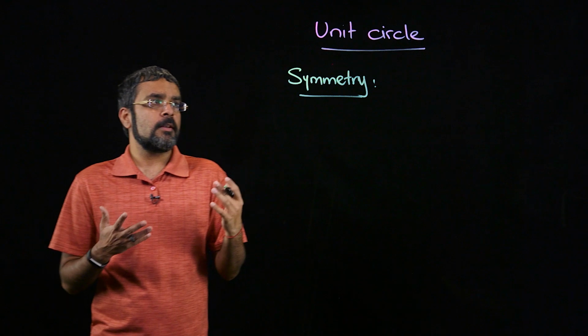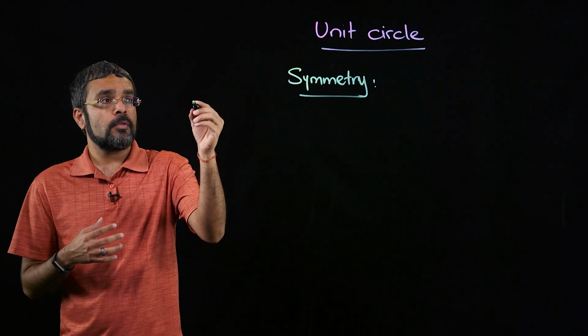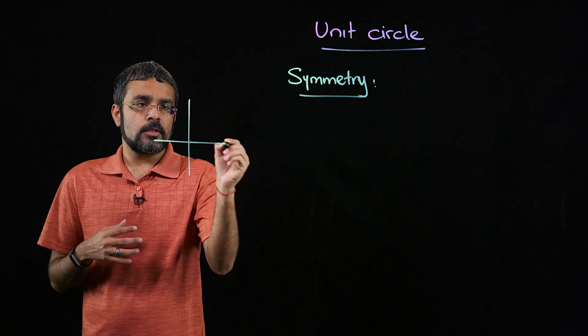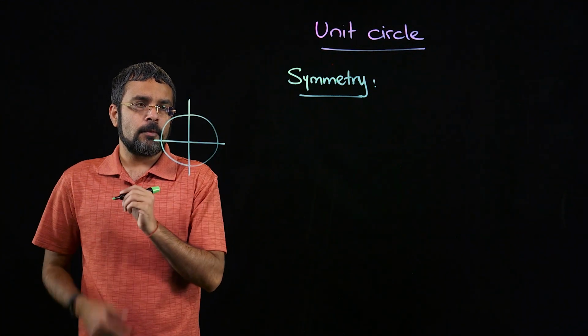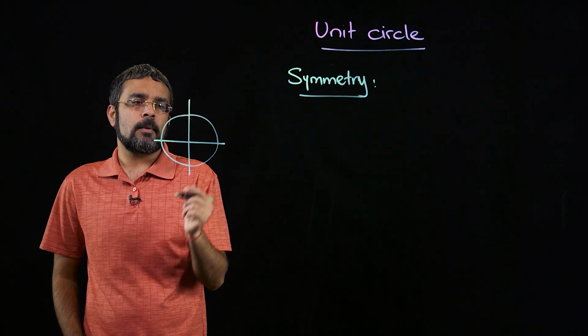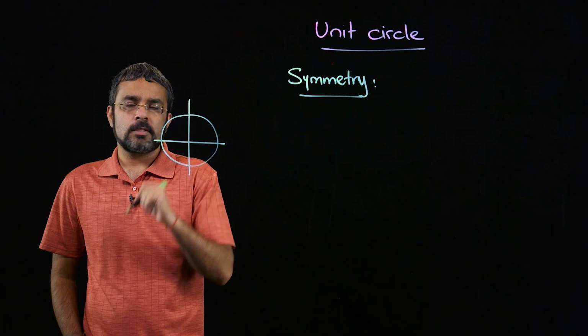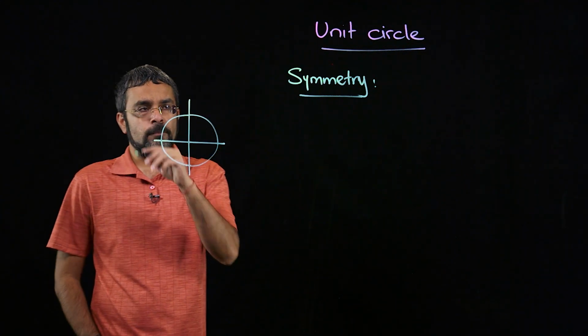So we're going to talk about symmetry here and how do we find points on a unit circle using symmetry. Now, think about your unit circle again. Here's your unit circle, right? And from the graph, we can see that it is symmetric about the y-axis, it's symmetric about the x-axis, and it's also symmetric about the origin, right? So we're going to use these symmetries to find points.